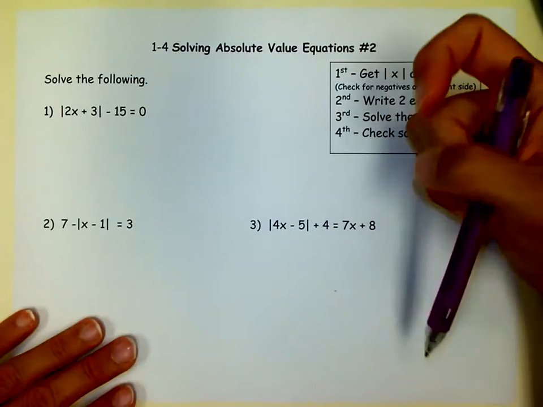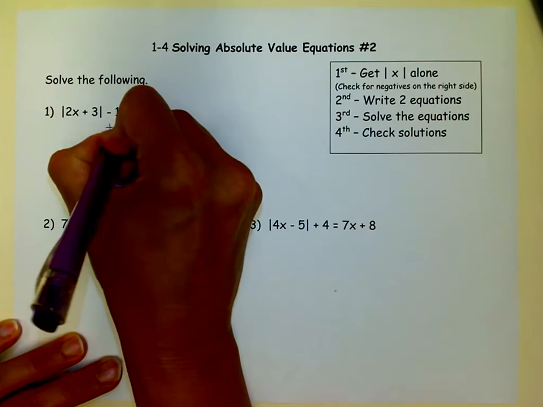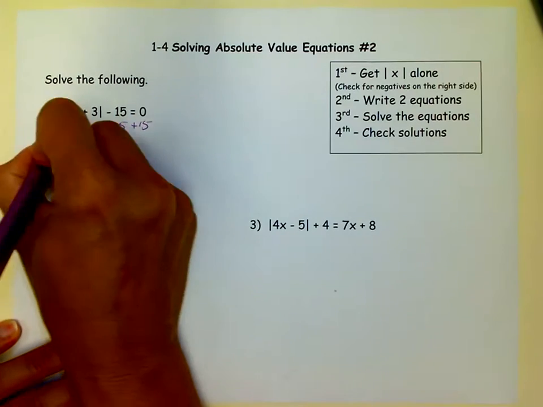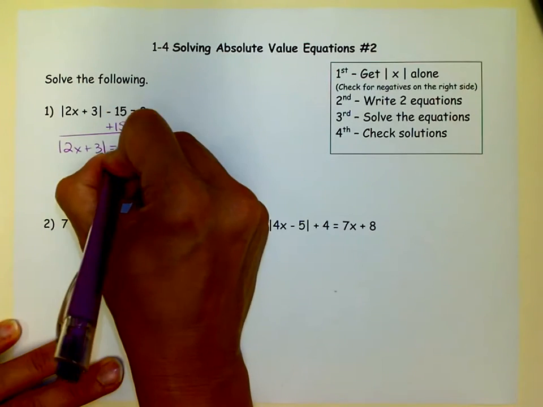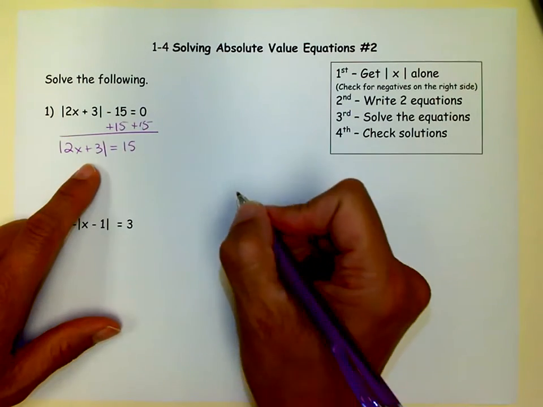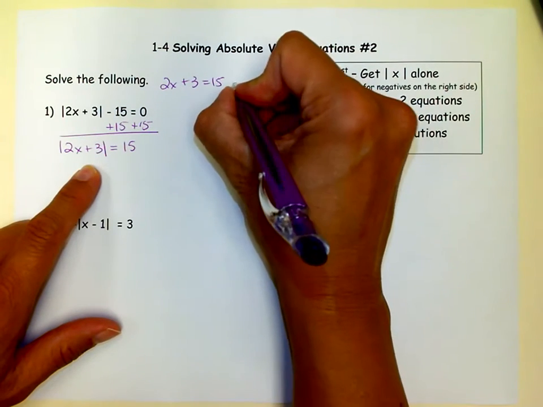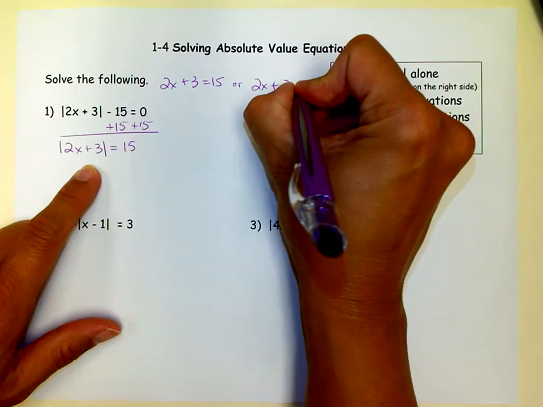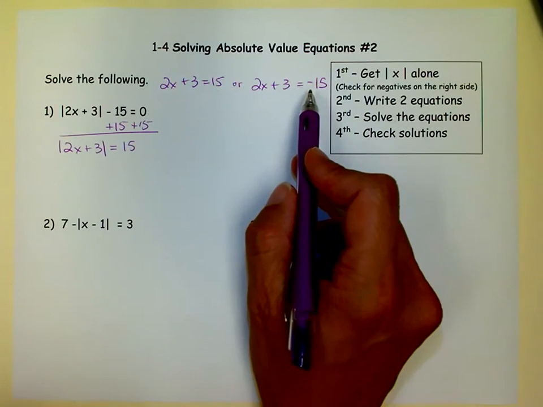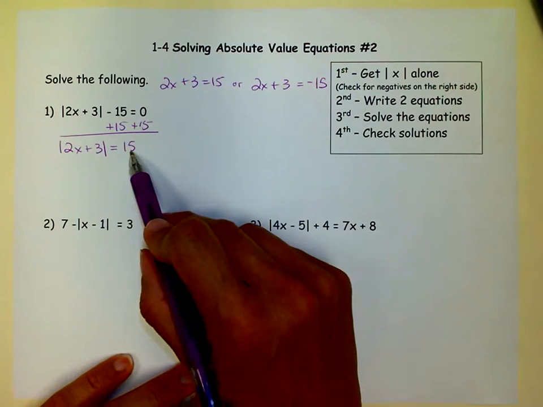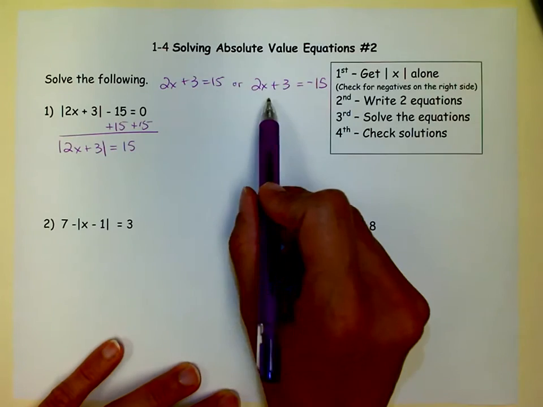Well, let's get started. Right here, we want to get the absolute value expression alone, so we have to add 15 to both sides. When we do that, we get the absolute value of 2x plus 3 equals 15. So our two equations are 2x plus 3 equals 15, or 2x plus 3 equals negative 15. One with the positive value, one with the negative value, because if something is 15 away from 0, there's only two ways that can happen.